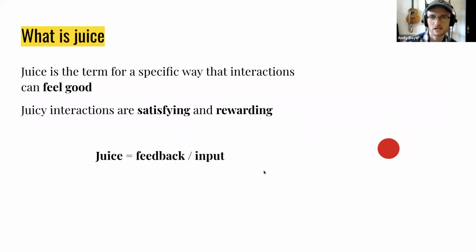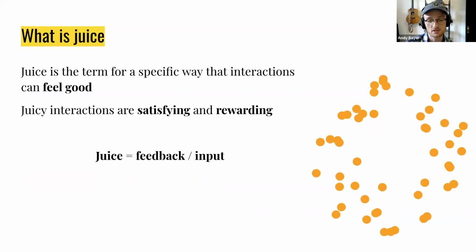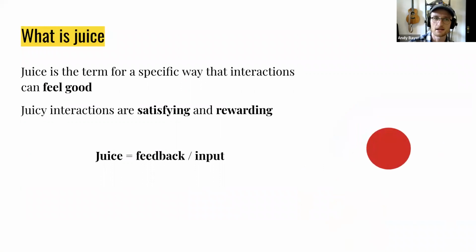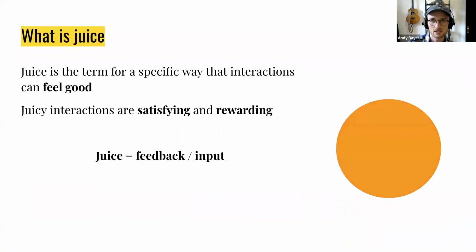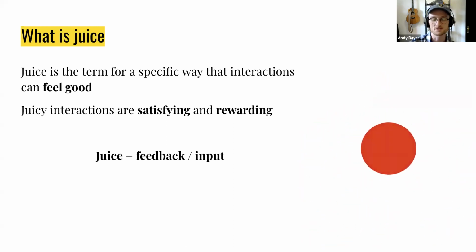So first, a working definition of what Juice is. Juice is a concept in user experience and video game design, and it's kind of a term for a specific way that interactions can feel good. So a juicy interaction is satisfying and rewarding. It's the kind of thing that you want to do again.